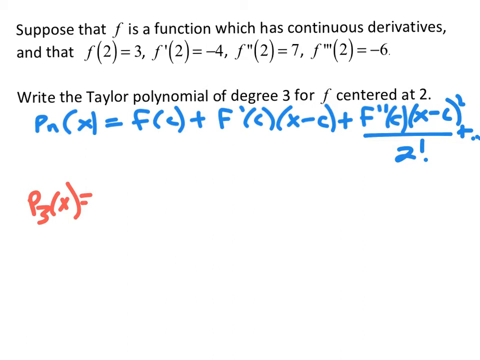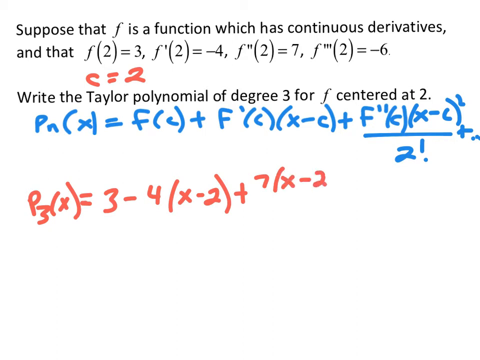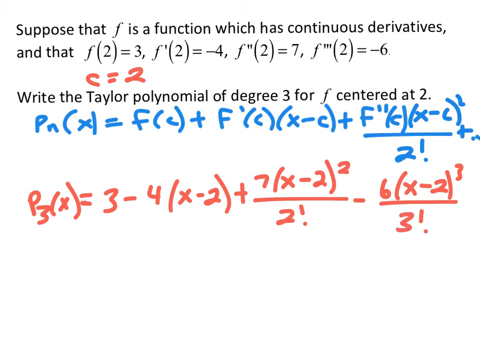f of c, well your c is equal to 2 in this case because that's my center here, and so f of 2 is equal to 3 plus f prime of 2 is negative 4, so I'm actually going to rewrite that part as minus 4 times x minus c, well that's x minus 2, and then plus f double prime of 2, which is 7, times x minus 2 squared over 2 factorial, and then plus f triple prime, which is negative 6, times x minus 2 cubed over 3 factorial. This is your third degree Taylor polynomial that is centered at 2.